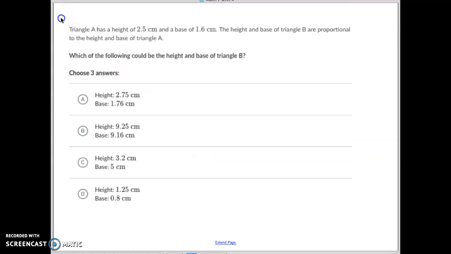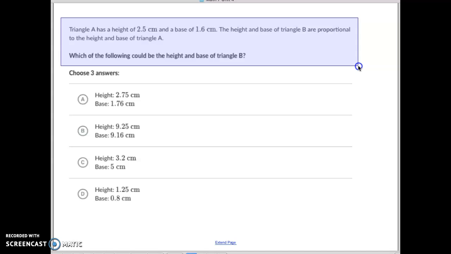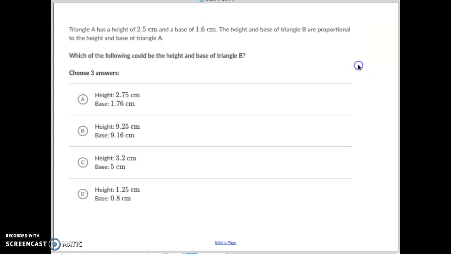The triangle A has a height of 2.5 centimeters and a base of 1.6. The height and base of triangle B are proportional to the height and base of triangle A. So we need to find out which one could be the height and base of triangle B. So again, we could either take 2.5 divided by 1.6 or 1.6 divided by 2.5 and figure it out.